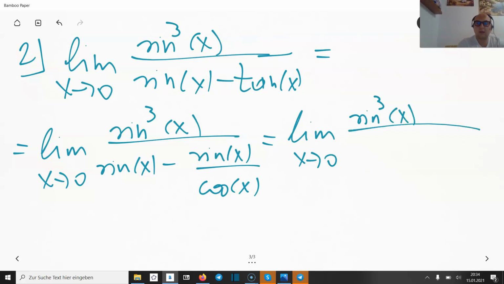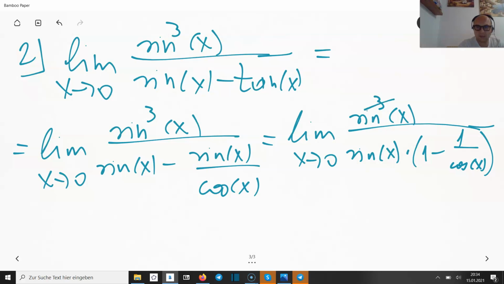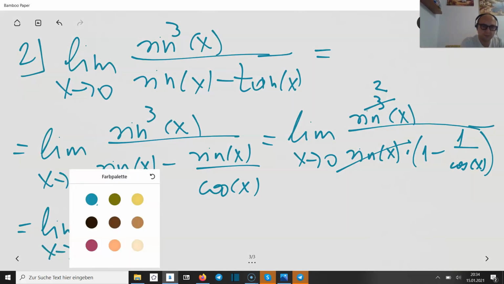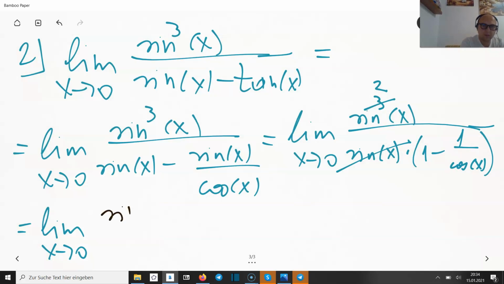taking sine of x out of the parentheses. We're getting 1 minus 1 divided by the cosine of x, right? So we're canceling it. It remains still squared. We're having limit x towards 0 sine squared in the numerator. In the denominator, we're getting cosine of x minus 1.